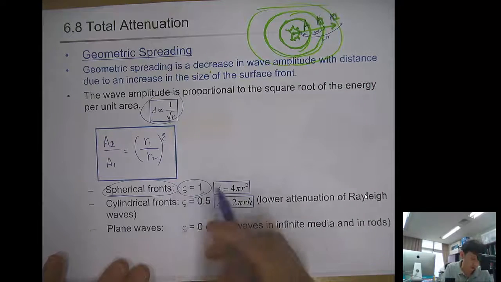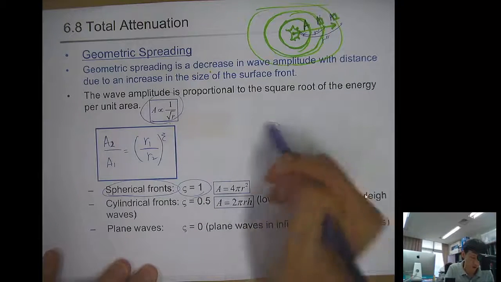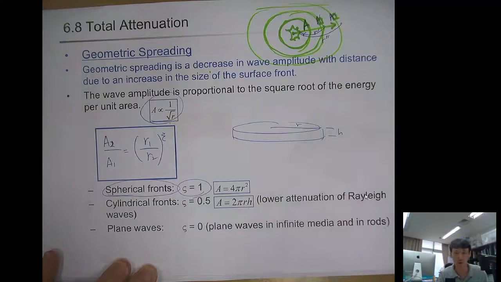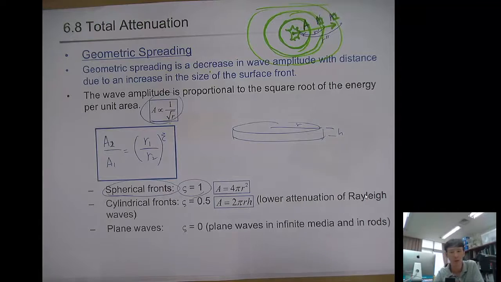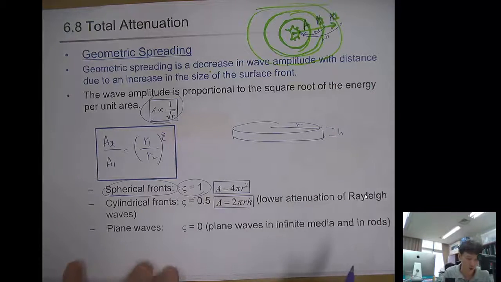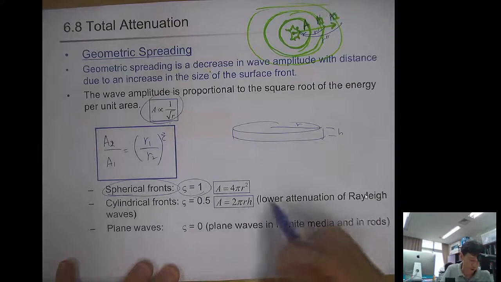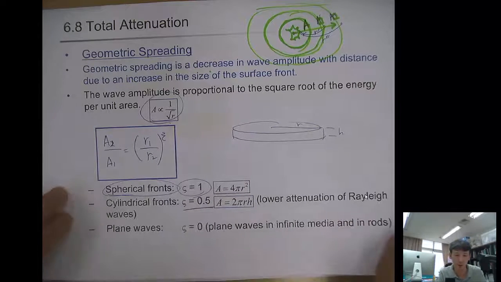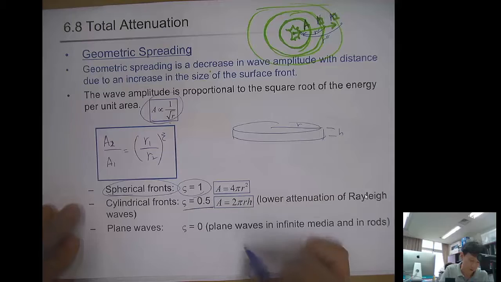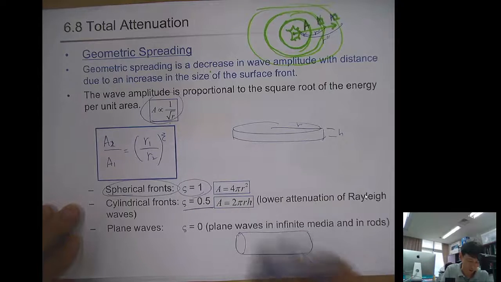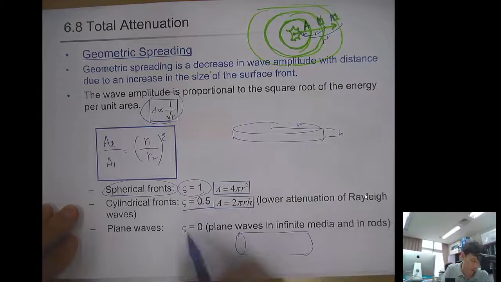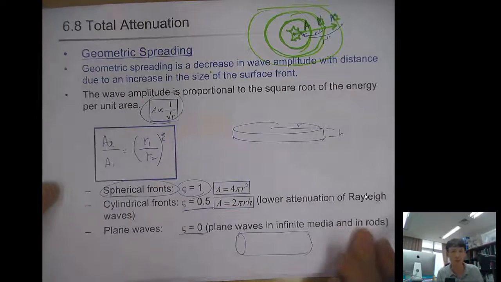And the cylindrical front is like a disk, where r is here, and h is a certain thickness that doesn't change with r. So then the power exponent will be 0.5. For the plane wave, like the wave in a rod, it doesn't experience any geometric spreading, so the eta power exponent will be 0.